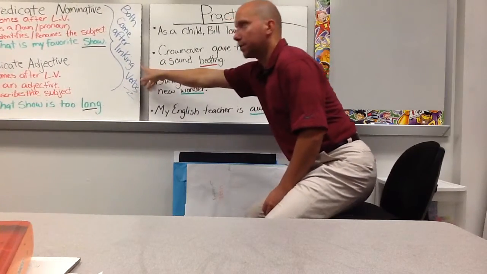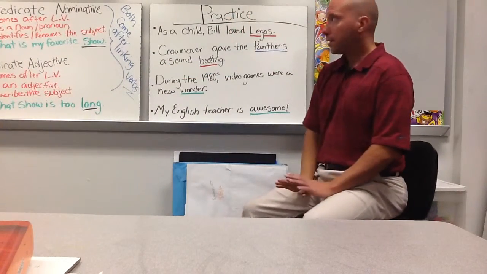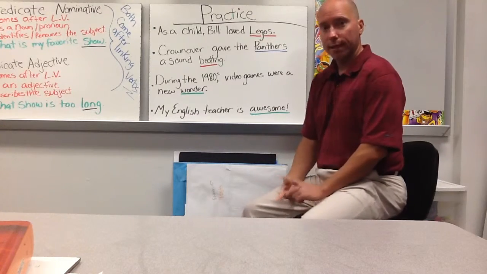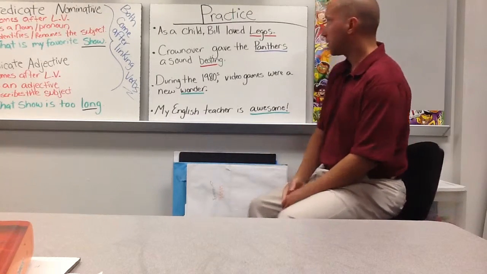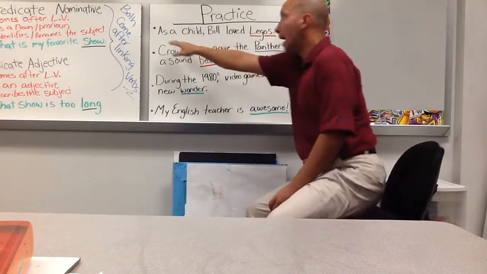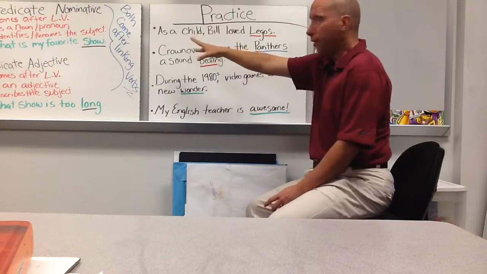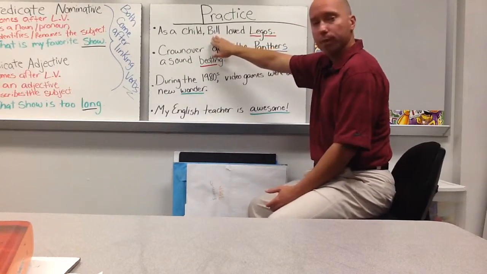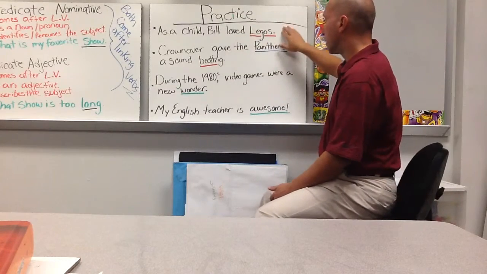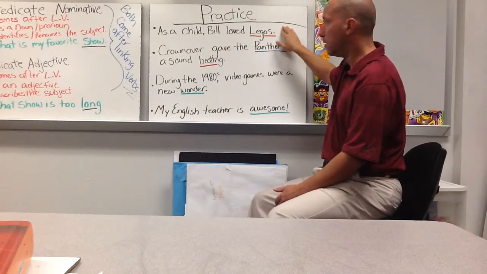So let's practice a couple of sentences. Okay? And basically that's all that's in this Greenbelt video: predicate nominatives, predicate adjectives, direct and indirect objects. As a child, Bill loved Legos. As a child is just an introductory phrase. And our subject is Bill. Bill's doing the action. What is Bill doing? He's loving. What is he loving? Legos. Legos is our direct object.